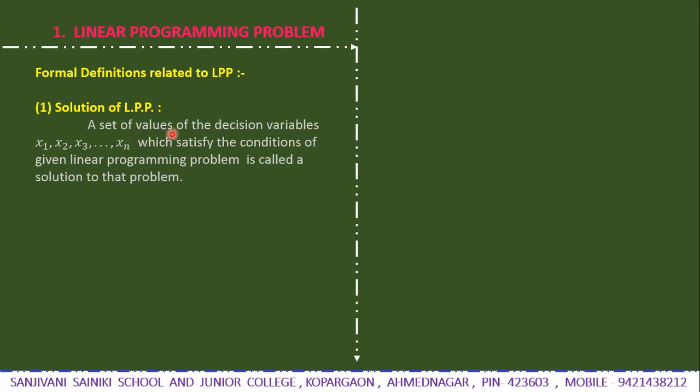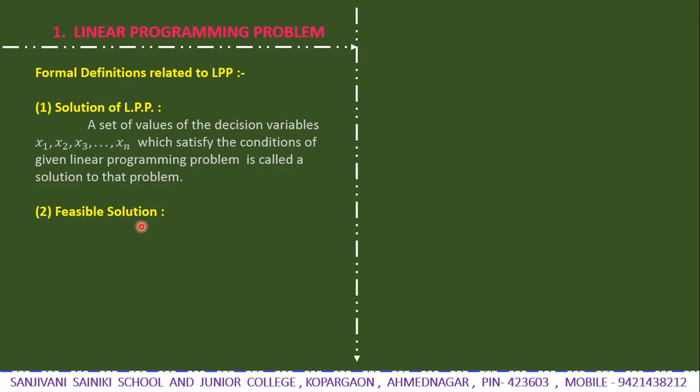A set of values of the decision variables x1, x2, x3 and so on up to xn, which satisfies the conditions of the given linear programming problem, is called a solution of that problem. So whatever values we are getting for the variables, those values which satisfy all the given conditions, those points are called a solution of the linear programming problem.